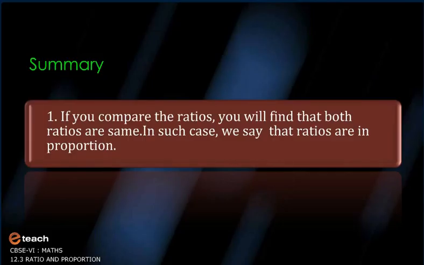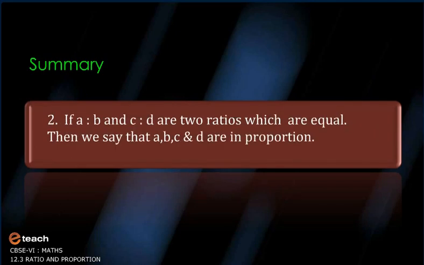Summary. 1. If you compare the ratios, you will find that both ratios are same. In such case, we say that ratios are in proportion. 2. If A is to B and C is to D are two ratios which are equal, then we say that A, B, C and D are in proportion.